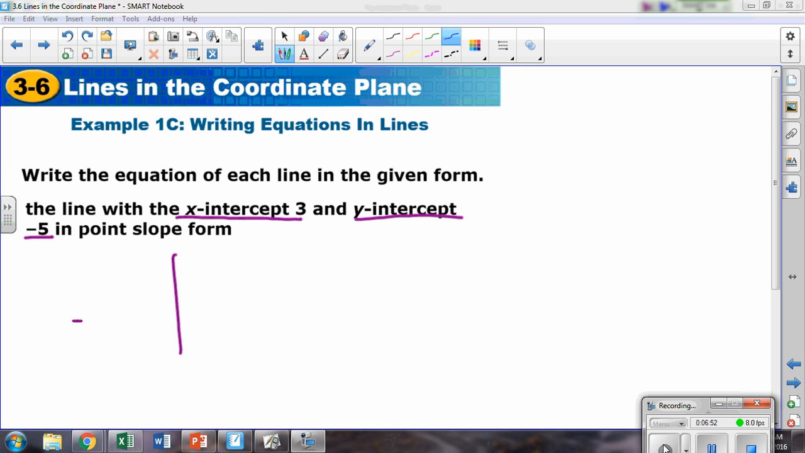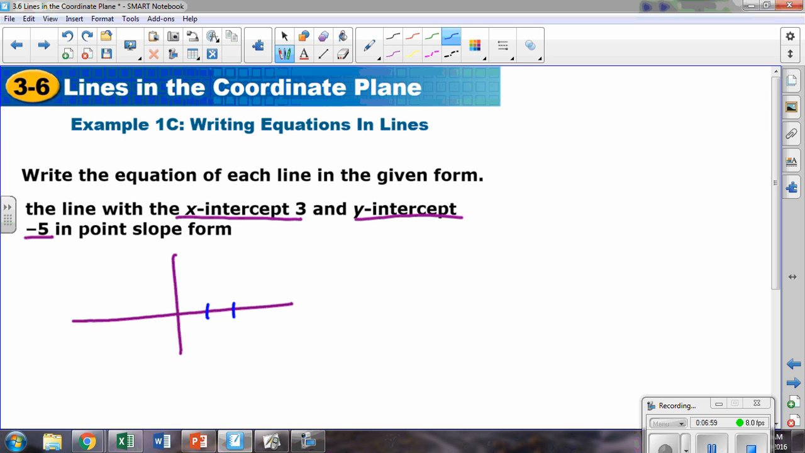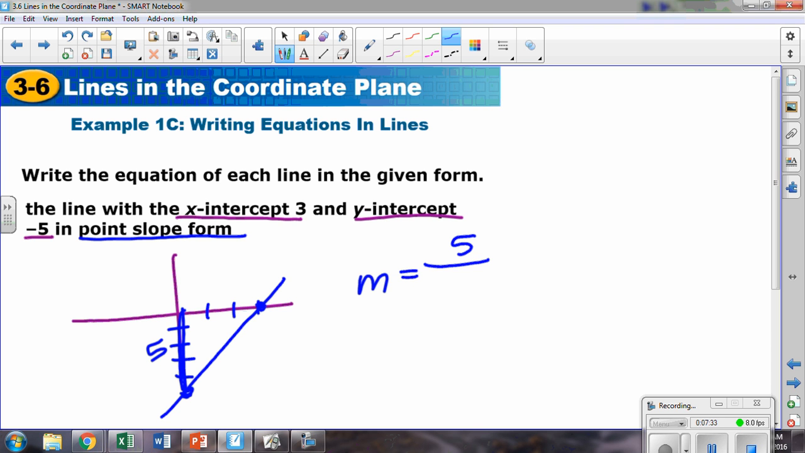And it may be beneficial to put in just a quick sketch. We have an x-intercept of 3, a y-intercept of -5. That's our line. And we want point slope form. So what's the slope of that? We know slope is rise over run, so how much is it rising? That's 5. How much is the run? Just over 3. So we have rise over run, 5 over 3.